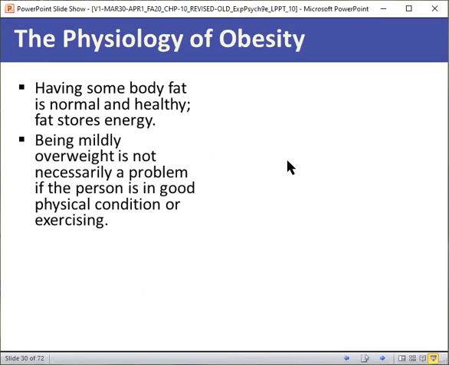Being mildly overweight is not necessarily a problem if the person is in good physical condition or exercising.